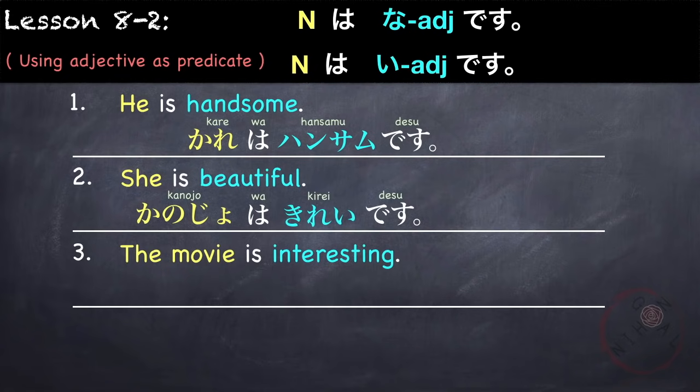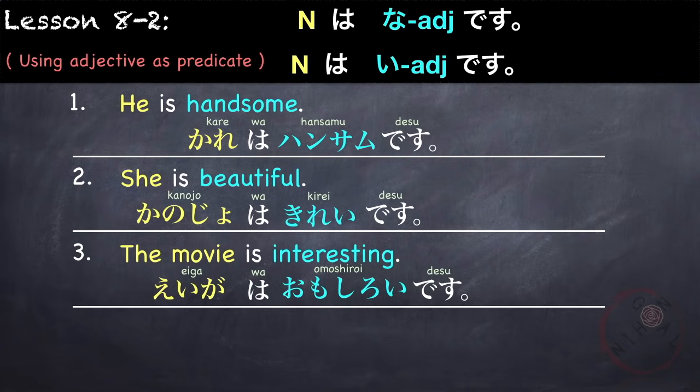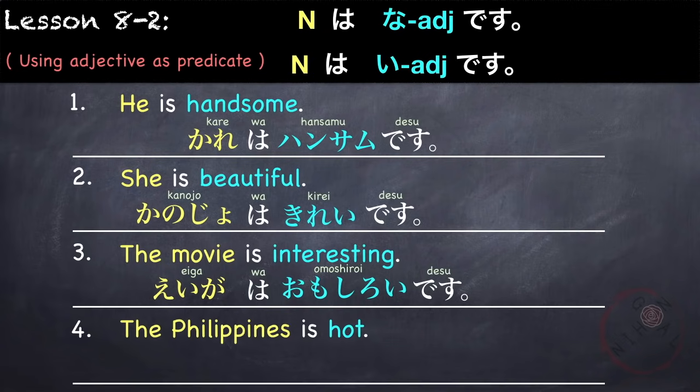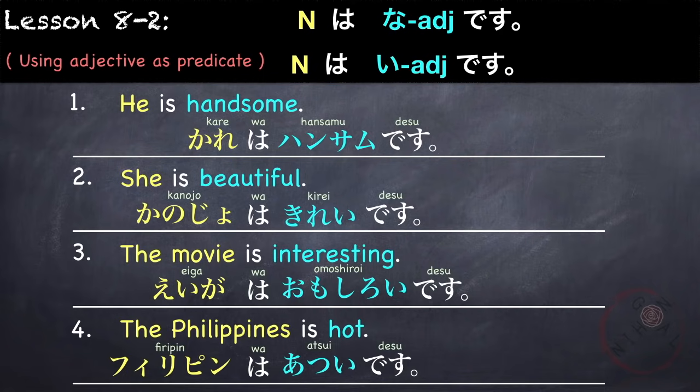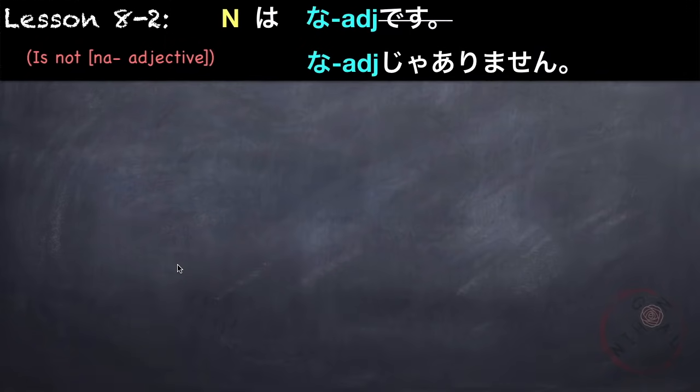Now, using i-adjective. The movie is interesting. Movie is eiga. Eiga wa. Interesting is omoshiroi. Eiga wa omoshiroi desu. The Philippines is hot. Philippine wa. Hot is atsui, which is also an i-adjective. Philippine wa atsui desu.